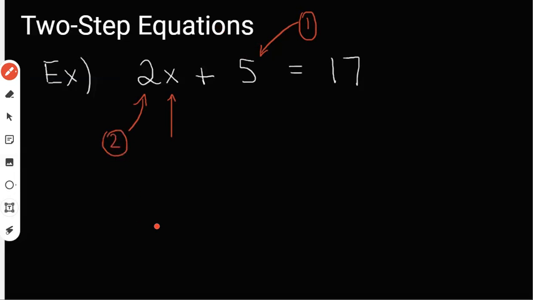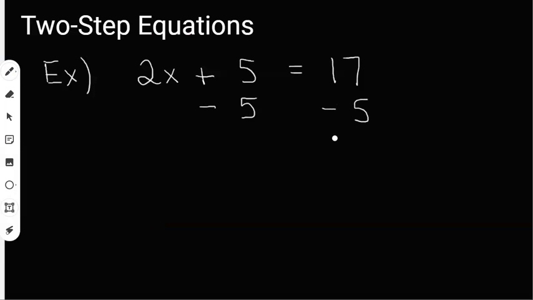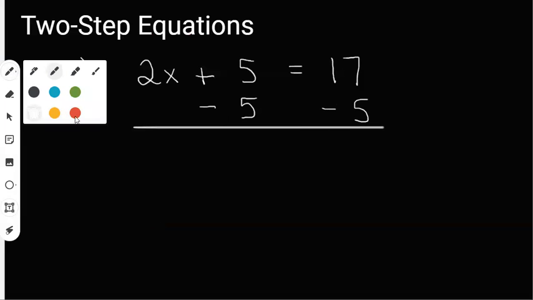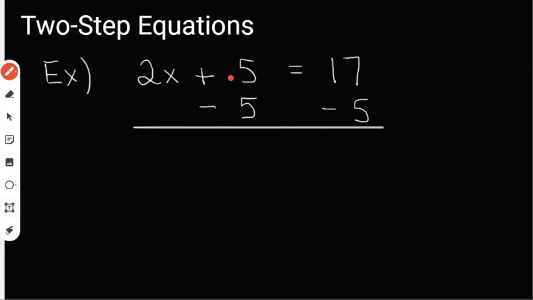So let's do that. How can I get rid of a plus 5? You can subtract 5 from both sides, right? So I'm going to subtract 5 here and here. That's my first step. Subtract 5 from both sides. Now, when I do that, the 5 and the 5 are going to cancel out. So these are gone. And then you'll get 12. And then you should get 12 on the other side.